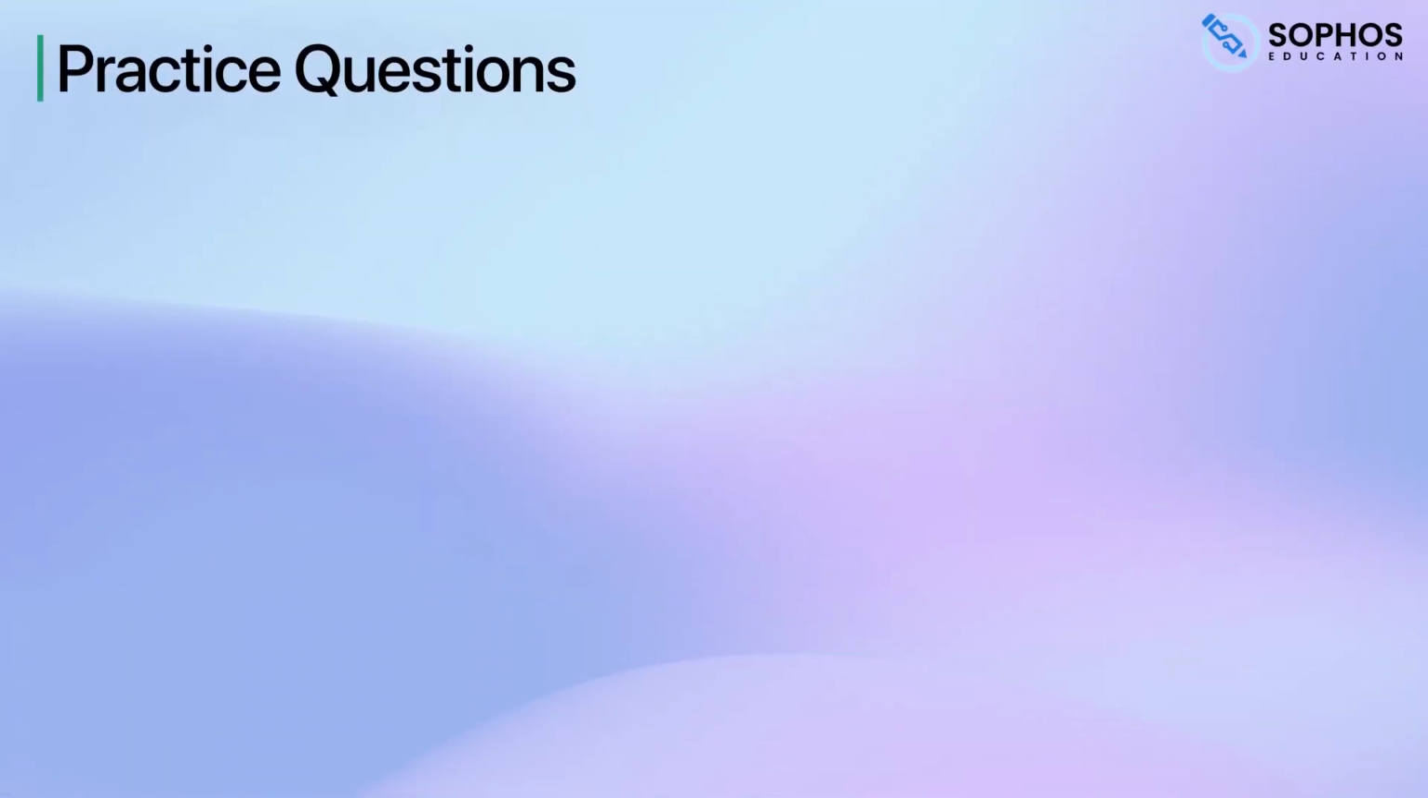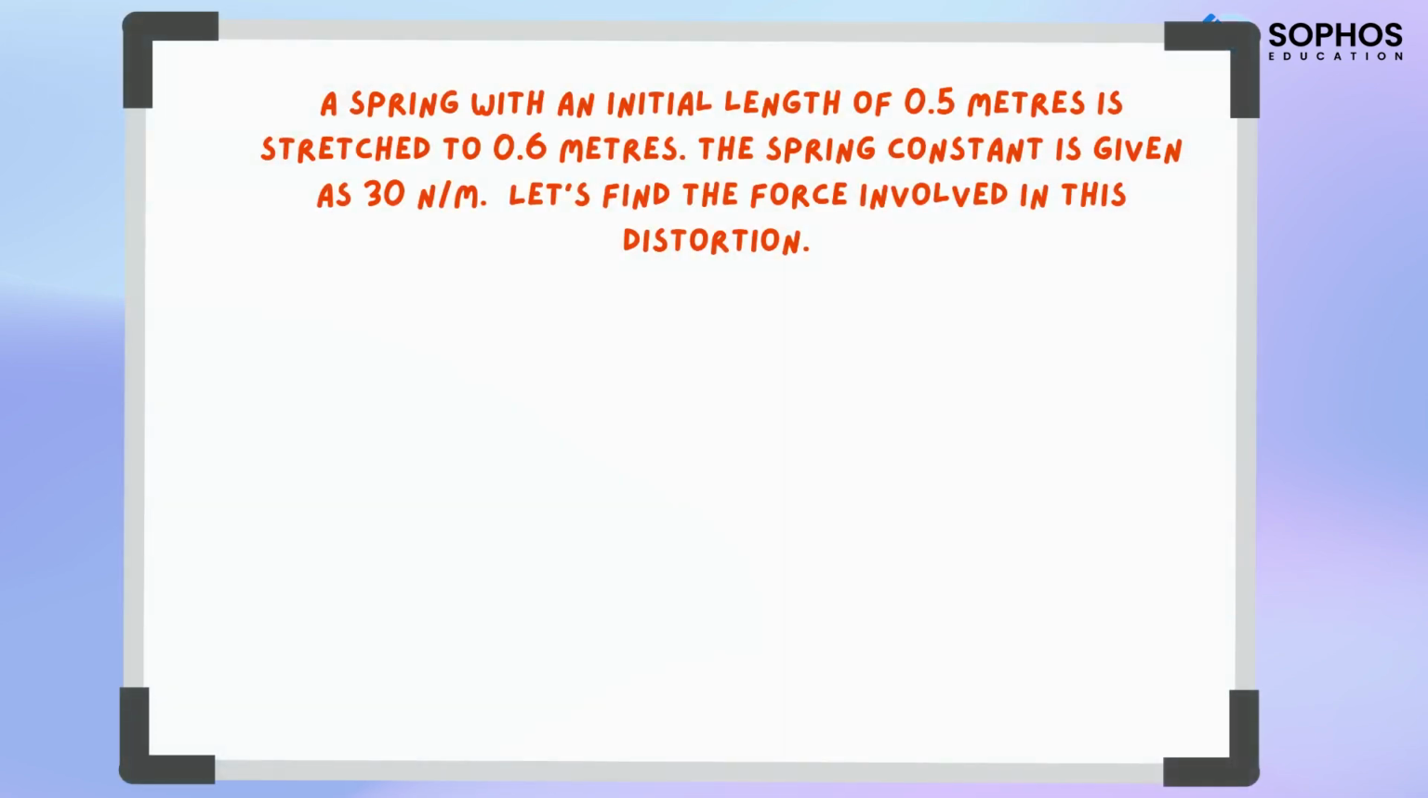Let's apply what we've learned to a few specific physics problems to consolidate our understanding of Hooke's law. Problem 1: calculating force for a simple extension. A spring with an initial length of 0.5 meters is stretched to 0.6 meters. The spring constant is given as 30 newtons per meter. Let's find the force involved in this distortion.